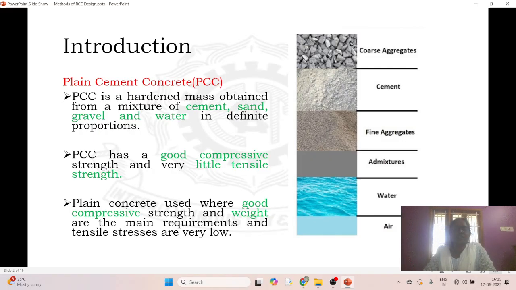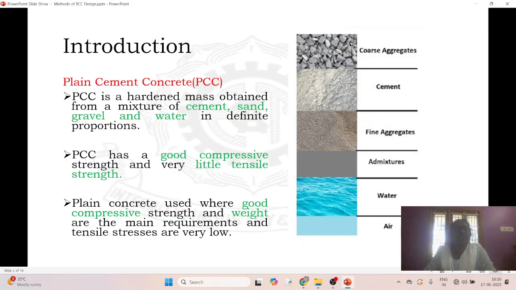Introduction. We know that concrete is a mixture of cement, sand, fine aggregate, coarse aggregate and water. Plain cement concrete is a hardened mass obtained from a mixture of cement, sand, gravel and water in definite proportions. PCC has good compressive strength but very low tensile strength. For example, if it carries 100 megapascal, 100 Newton per mm squared as compressive stress, only 1/10 of that compressive strength is carried as tensile stress.